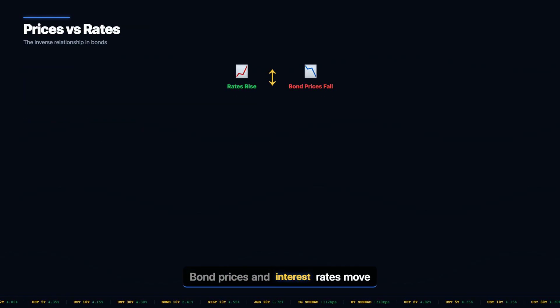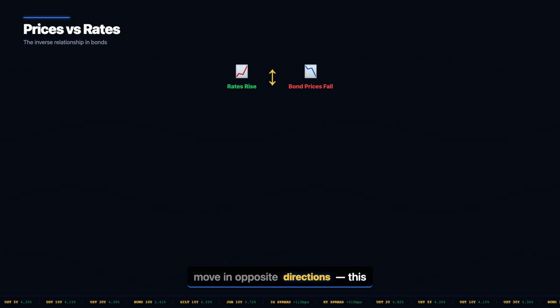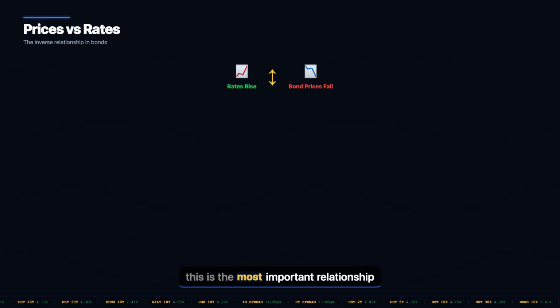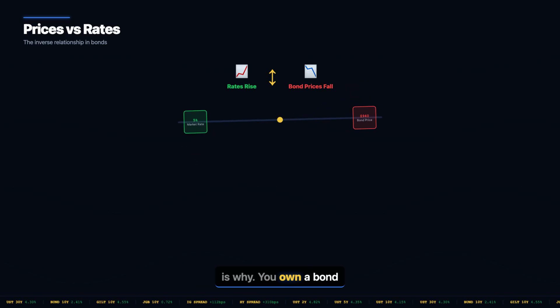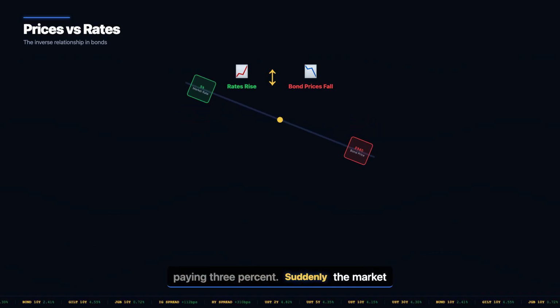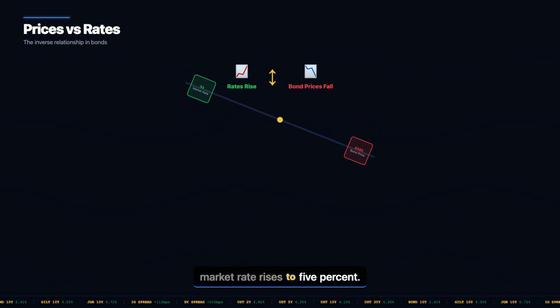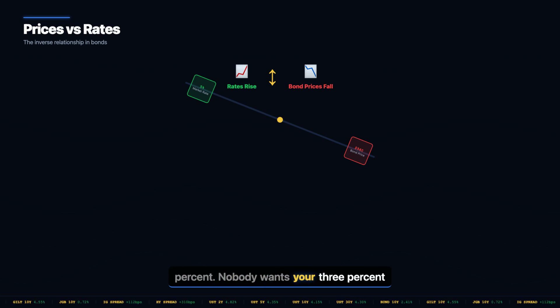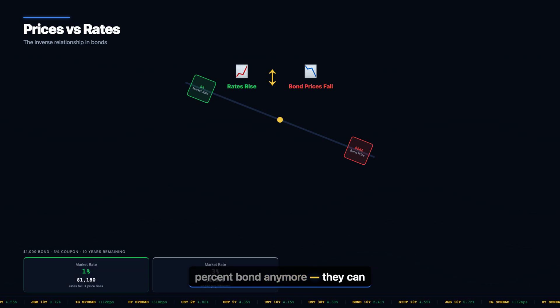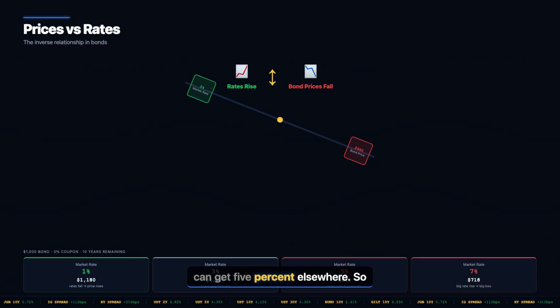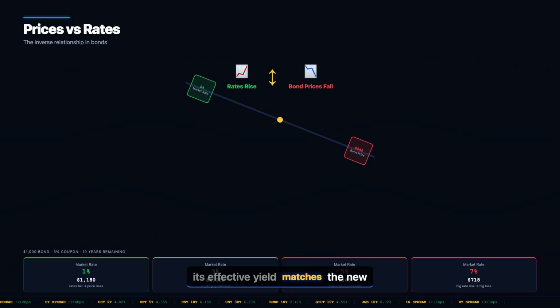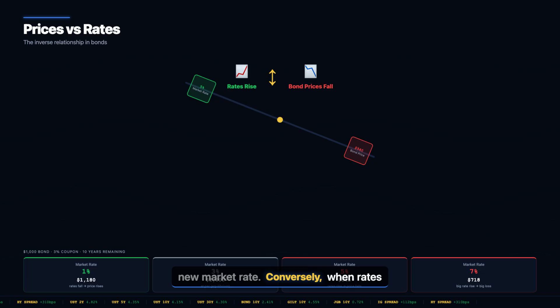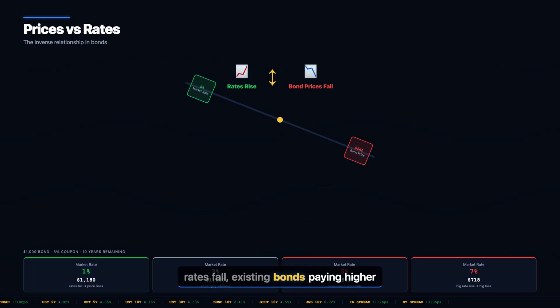Bond prices and interest rates move in opposite directions. This is the most important relationship in fixed income. Here is why. You own a bond paying 3%. Suddenly the market rate rises to 5%. Nobody wants your 3% bond anymore. They can get 5% elsewhere. So your bond's price drops until its effective yield matches the new market rate. Conversely, when rates fall, existing bonds paying higher coupons become more valuable.